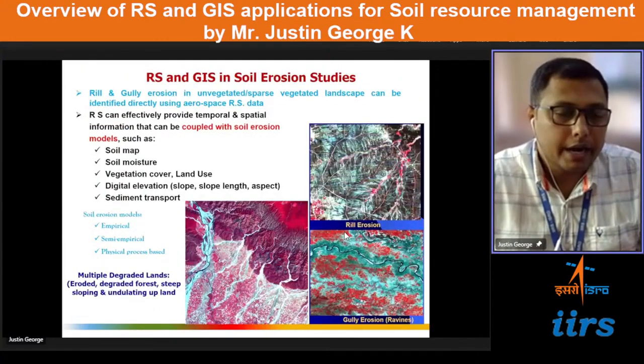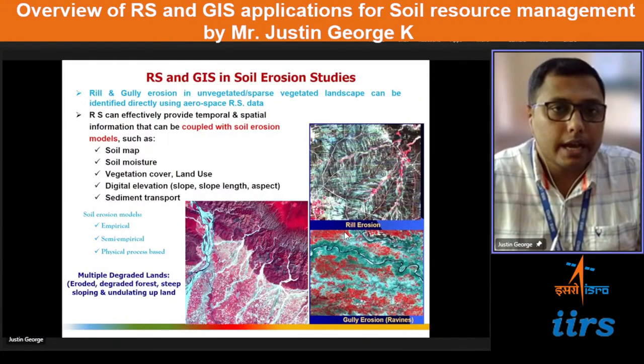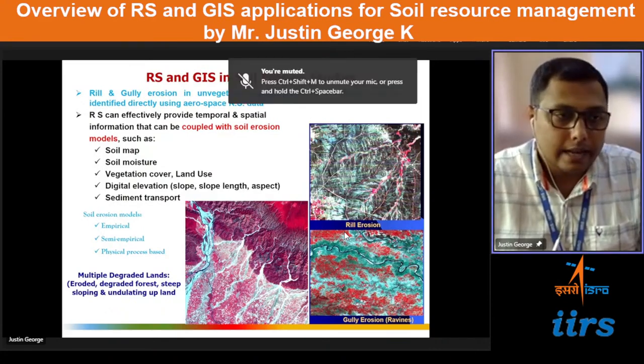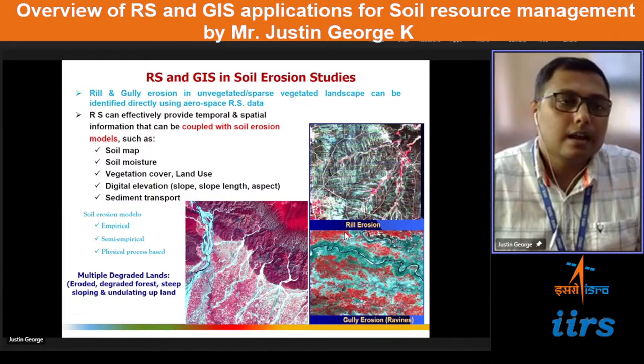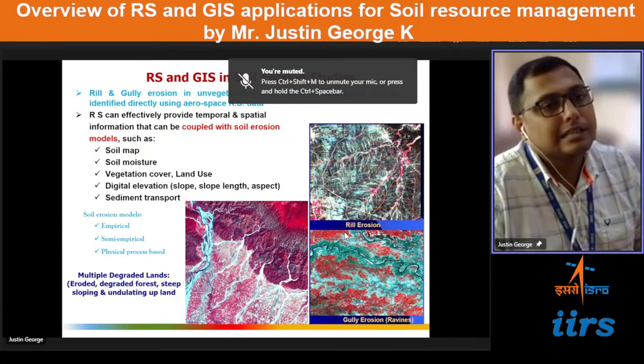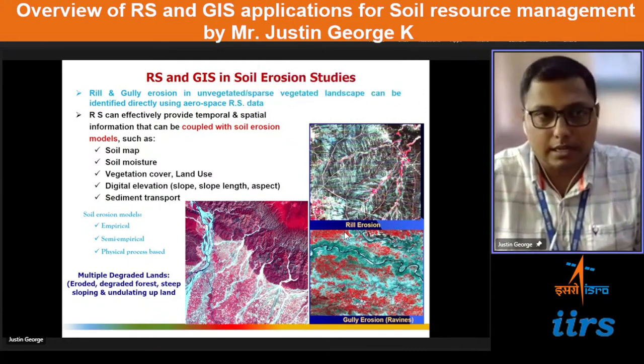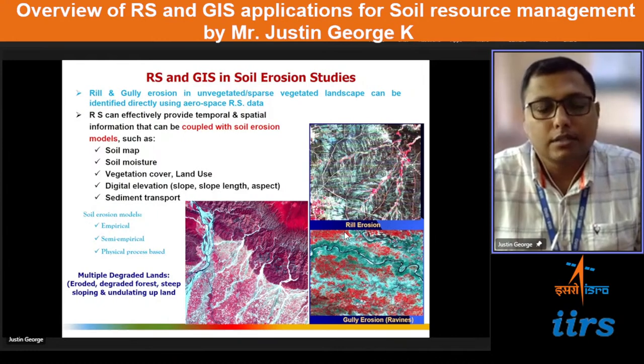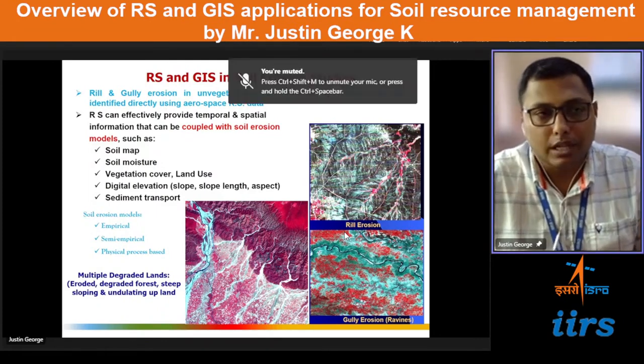And regarding the use of remote sensing and GIS, mainly in case of soil erosion studies, as we have seen earlier, the rill as well as the gully erosion, especially in case of the unvegetated or the sparsely vegetated landscape, can be easily identified using aerospace remote sensing data. Similarly, the remote sensing data can effectively provide various temporal as well as spatial information that can be coupled with soil erosion models.